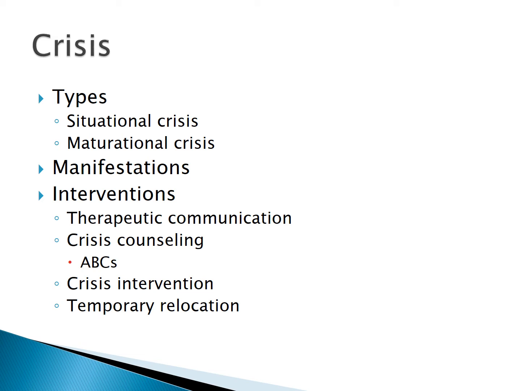A maturational crisis is what occurs normally as an individual progresses through the life cycle. So this is an adolescent that is having a difficult time establishing friendships. Looking at Maslow's hierarchy, that love and belonging might be a crisis event for that particular adolescent. They have a breakup that occurs.